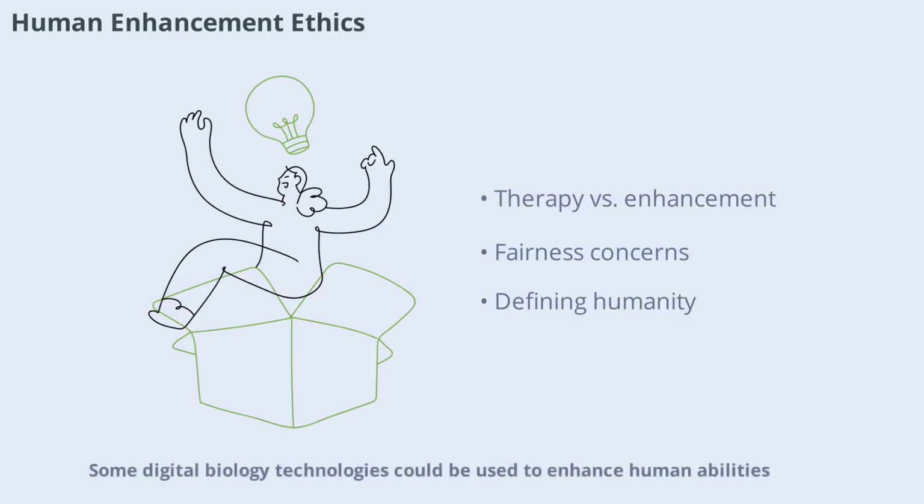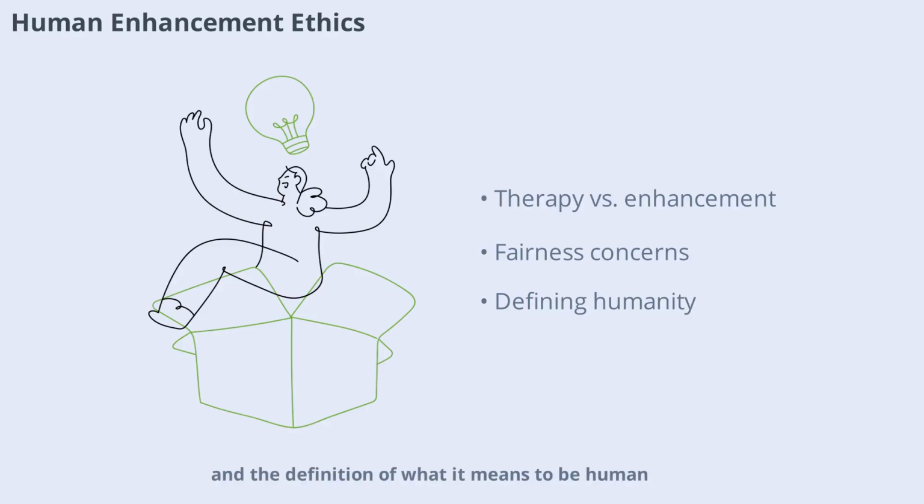Some digital biology technologies could be used to enhance human abilities, from cognitive performance to physical traits. This raises ethical questions about fairness, consent, and the definition of what it means to be human. Society must carefully consider where to draw the line between therapy and enhancement.